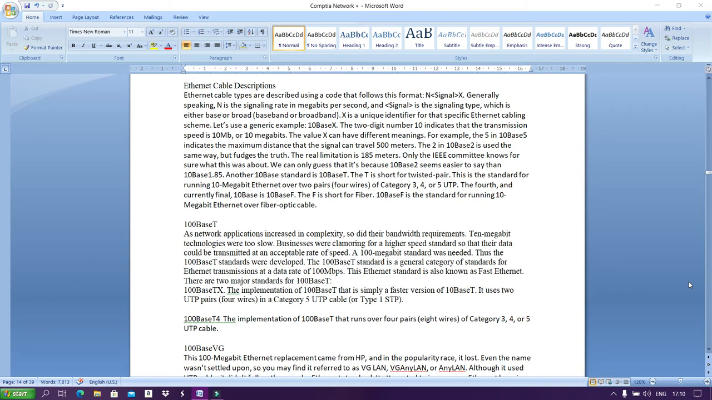Another 10Base standard is 10BaseT. T is short for twisted pair. This is the standard for running 10 megabit Ethernet over two pairs of category 3, 4 or 5 UTP. The fourth and currently final 10Base is 10BaseF. The F is short for fiber. 10BaseF is the standard for running 10 megabit Ethernet over fiber optic cable.